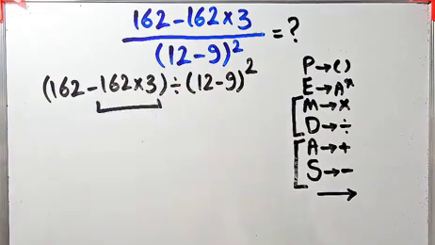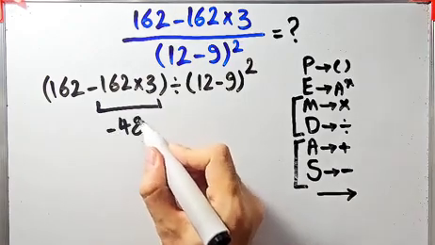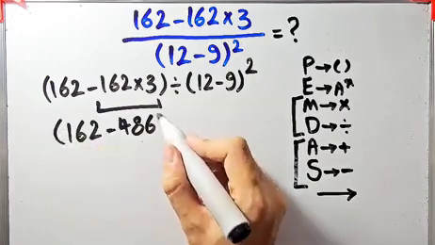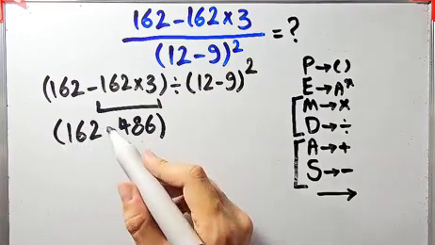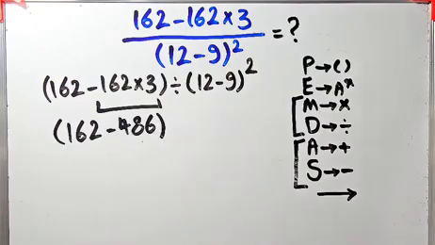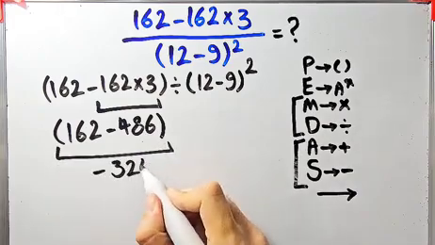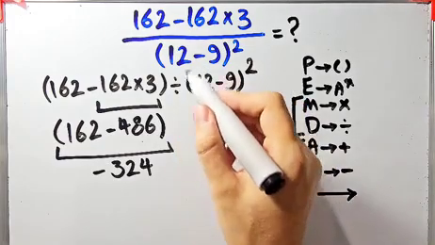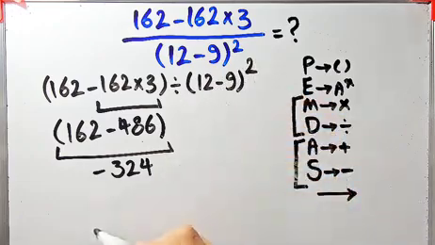Negative 162 times 3 equals negative 486. Now we have 162 minus 486 inside this parentheses. 162 minus 486 equals negative 324. Now we have negative 324 divided by open parentheses 12 minus 9 close parentheses, then all of them to the power of 2. Now we have division, parentheses and exponent.